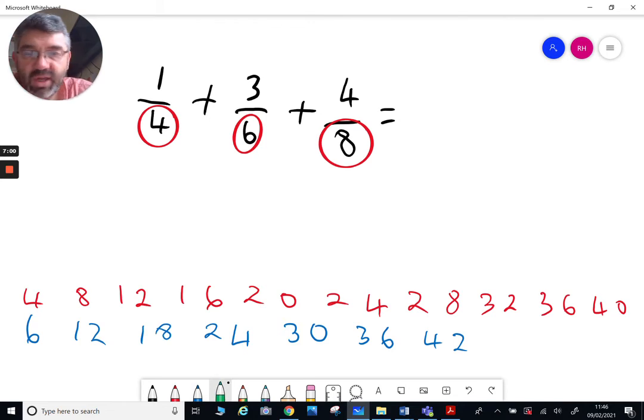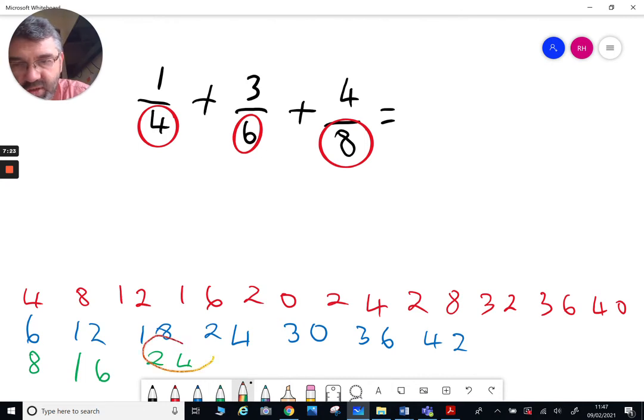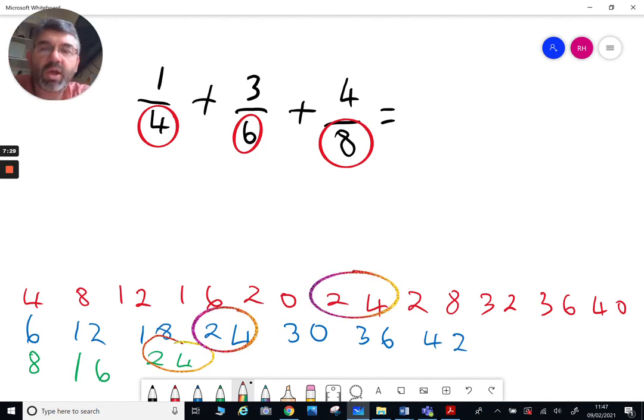Let's switch over to the 8s then. Let's see if we get anything common here. 8. Okay, we've got the 8 in the 4 times table and the 8 times table, but we don't have it in the 6s, okay? So that's no good to us. 16. Well, we've got it again in the 8 and the 4s, but we've got nothing in the 6s. 24. Let's have a quick check. Hang on. We've got 24 in the 8 times table, 24 in the 6 times table, and we've got 24 in the 4 times table. That's the number we're after.